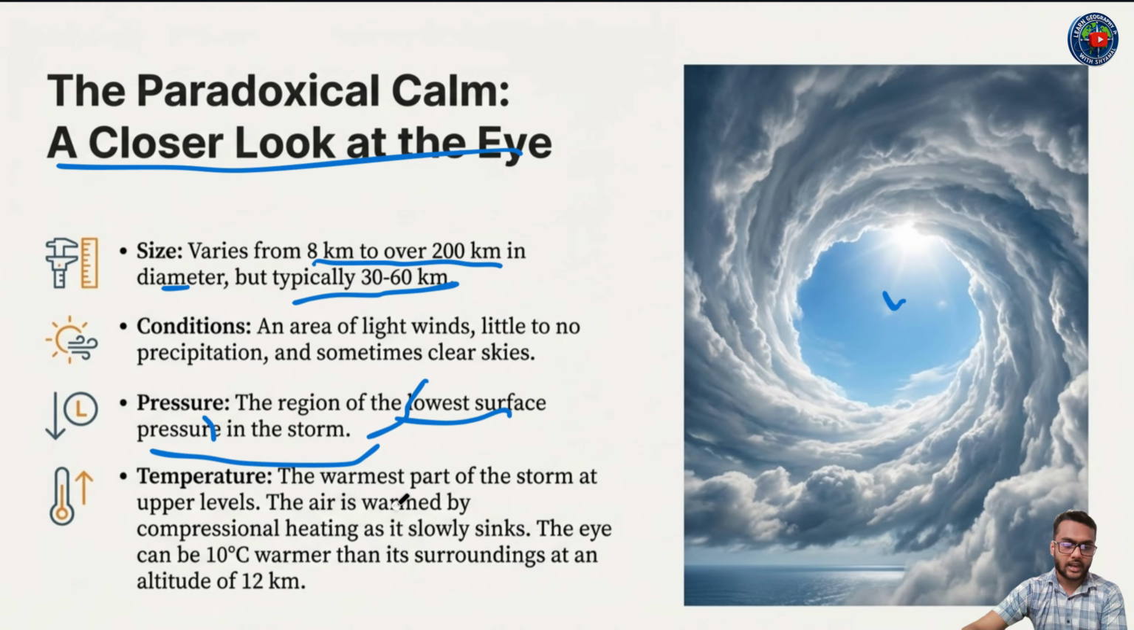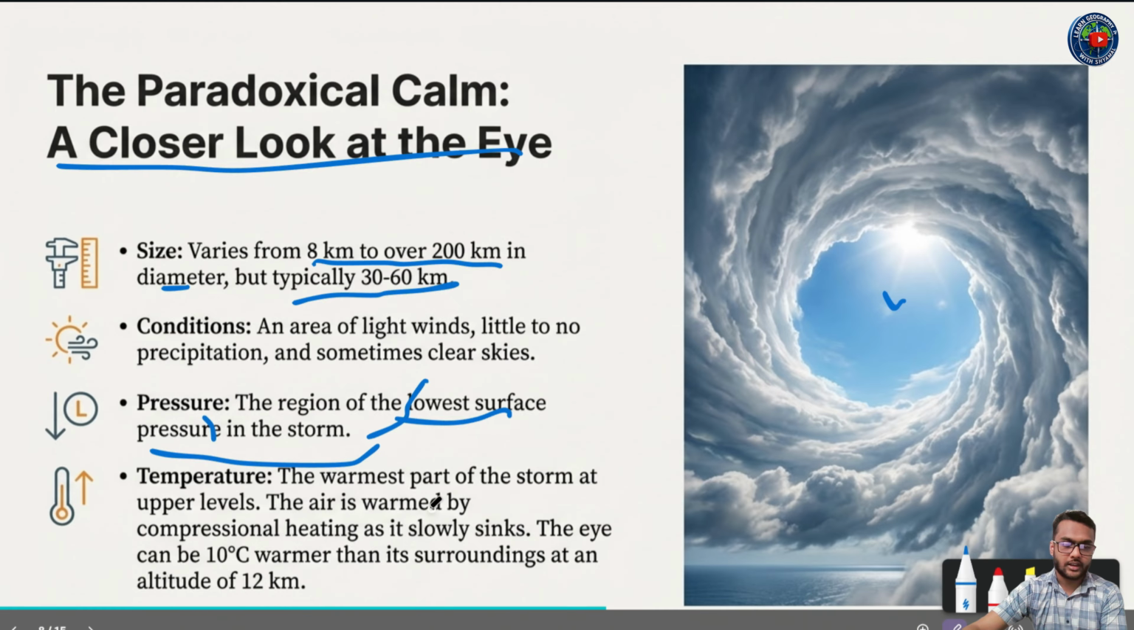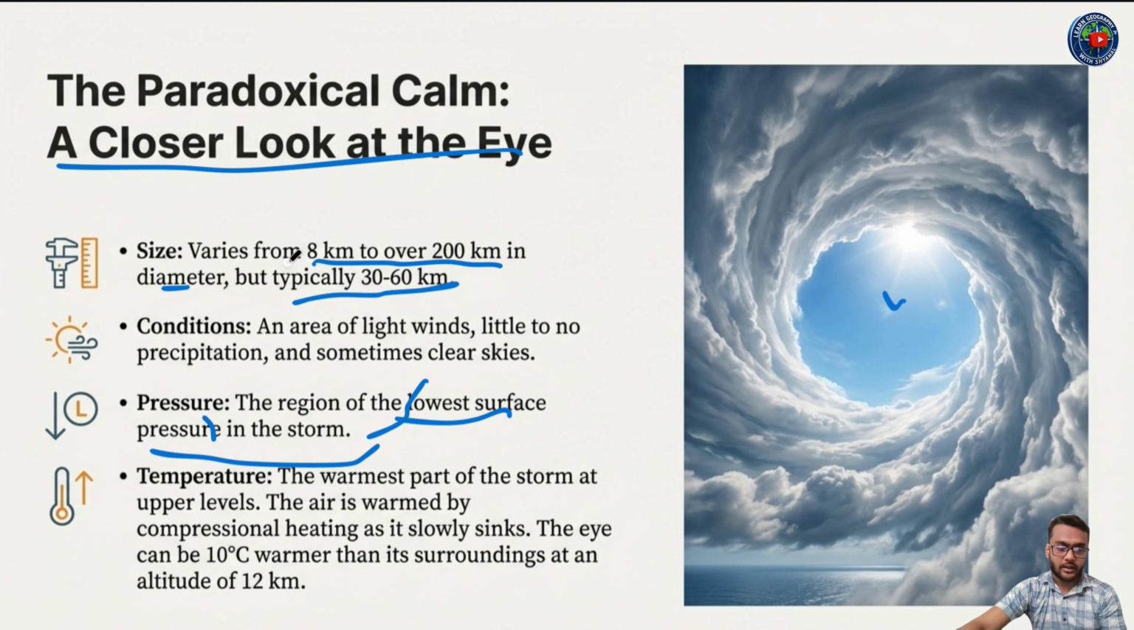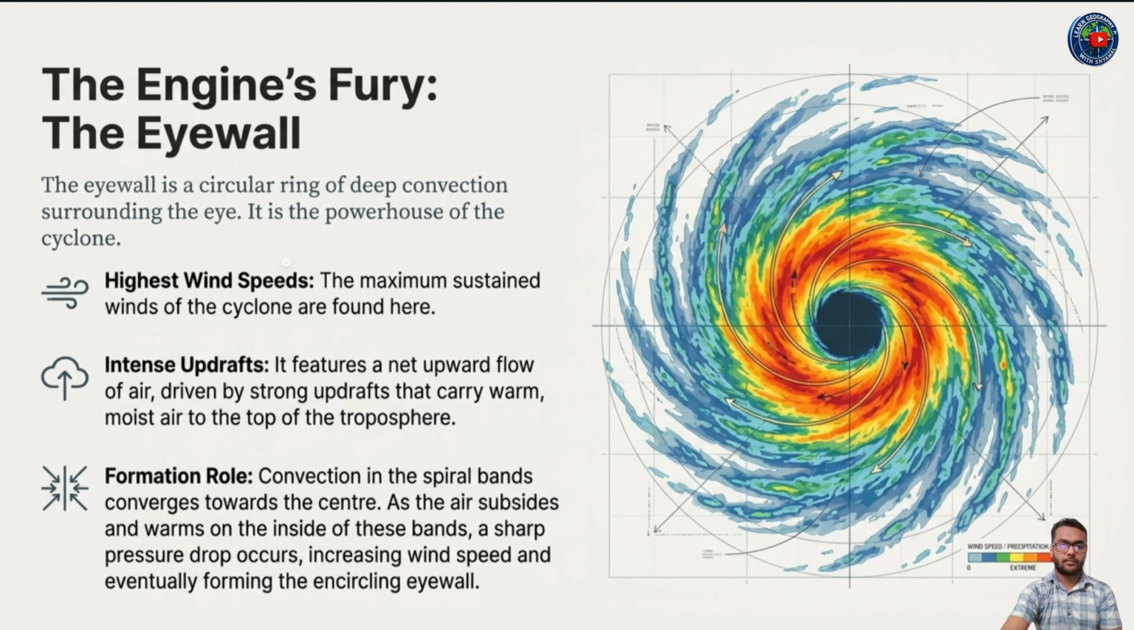At upper levels, the air is warmed by compressional heating as it slowly sinks. The eye can be 10 degrees Celsius warmer than its surroundings at an altitude of 12 km. Okay, these are some characteristics of the eye.